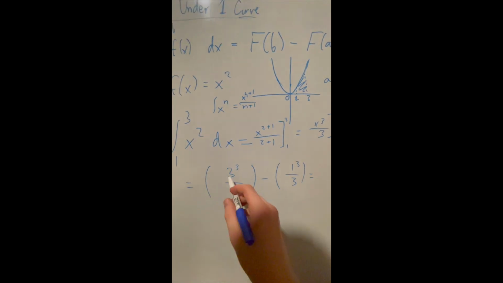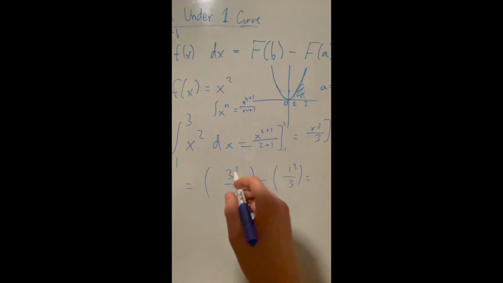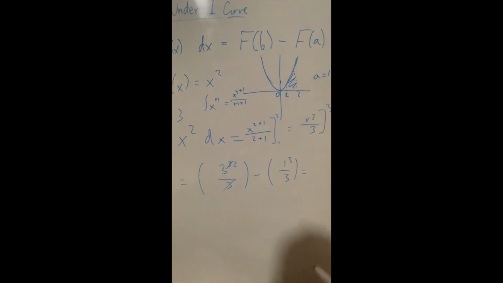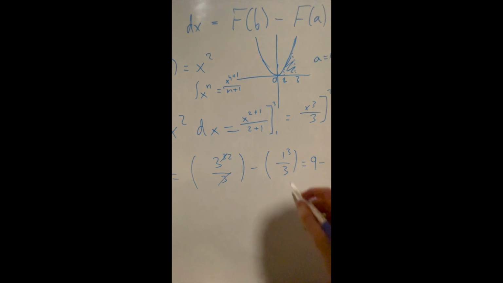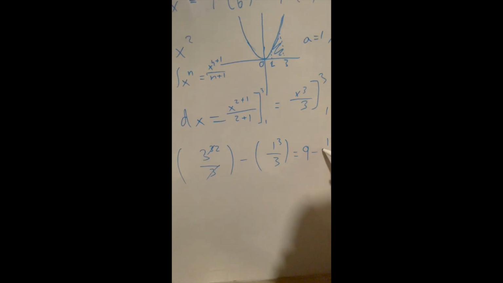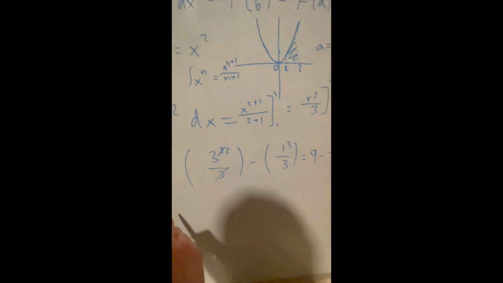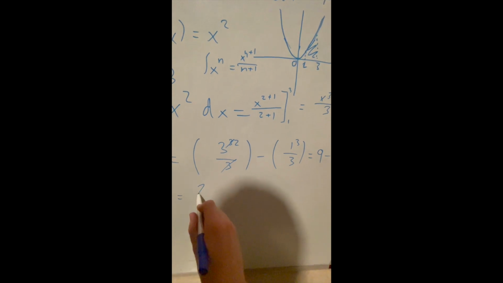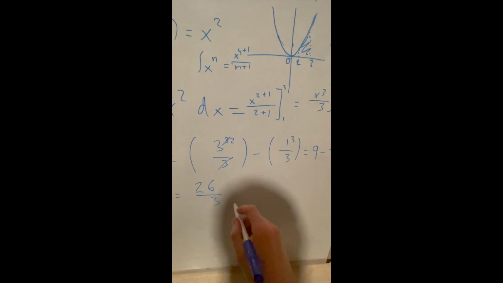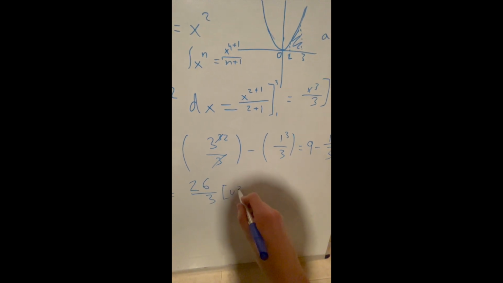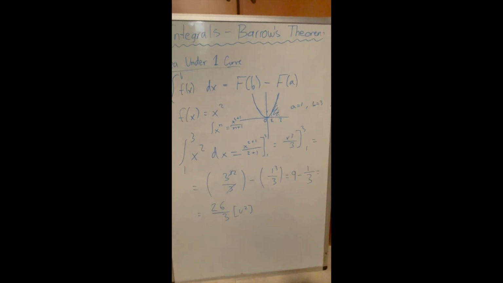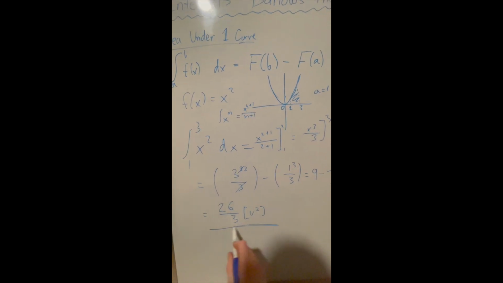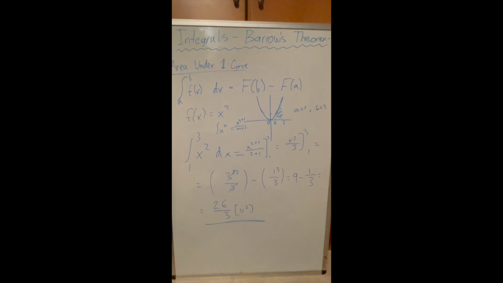And that is going to be equal to 3 to the power of 3, which is basically 3 times 3 times 3. We can cancel one of these threes and say this is a 2, so 3 to the power of 2 is 9. 9 minus 1 to the power of 3, which remains 1, so 9 minus 1 third. And this is going to be equal to 9 times 3 is 27, 27 minus 1 is 26 thirds. And then obviously our units are squared. The area under x squared between points 1 and 3 is 26 thirds units squared.